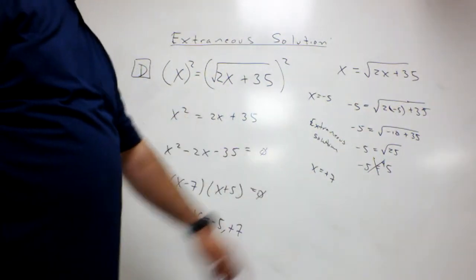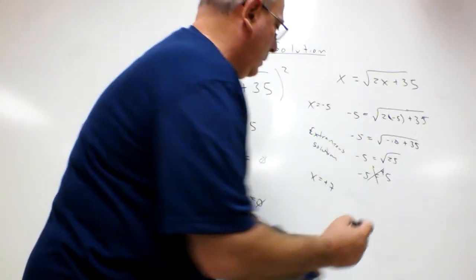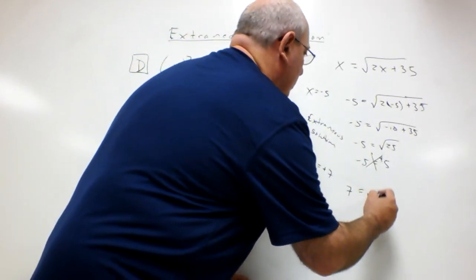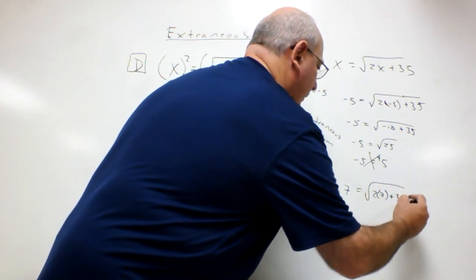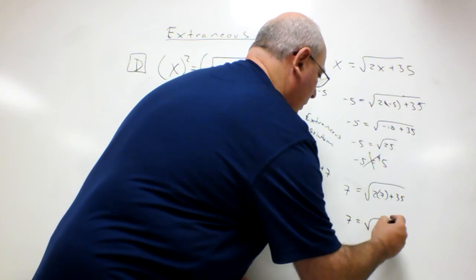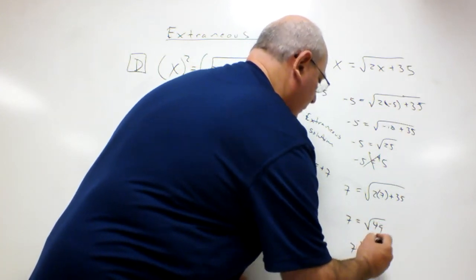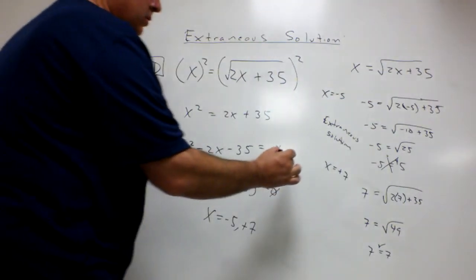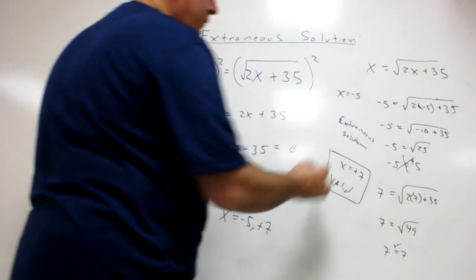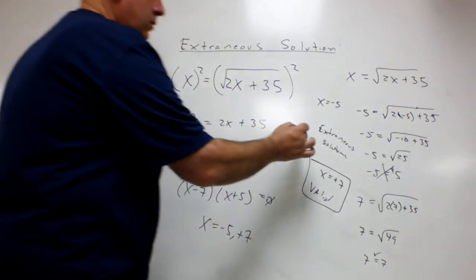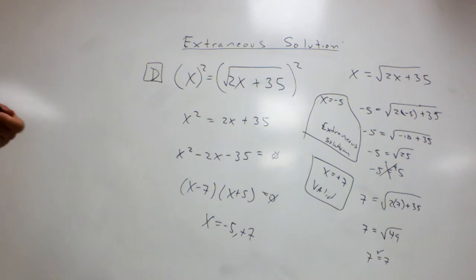Then we'll take the 7 and plug it in, and we get 7 equals the square root of 2 times 7 plus 35. So 7 equals the square root of 49. 7 equals 7. That checks. So this is a valid solution. x equals 7 checks. The x equals negative 5 is extraneous because it fails the check.